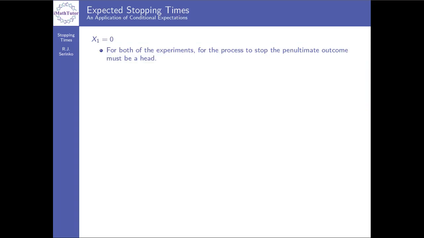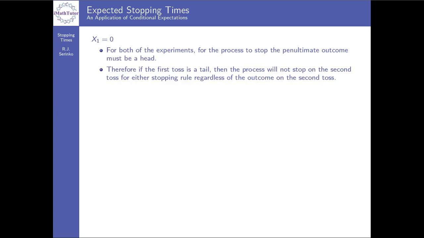Now, if x1 equals 0, for both of the experiments, for the process to stop, the penultimate outcome must be a head. Therefore, if the first toss is a tail, then the process will not stop on the second toss for either stopping rule, regardless of the outcome on the second toss. This means that since the tosses are independent, if the first toss is a tail, the process resets after that toss.